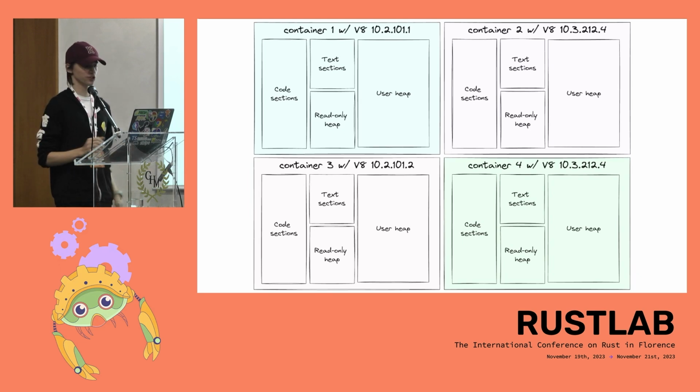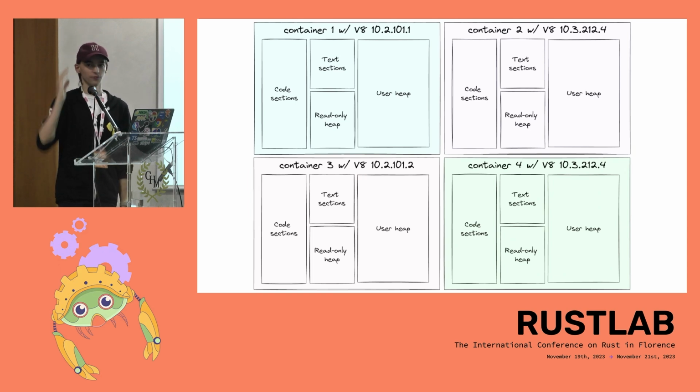So this is another way to visualize this. If you have 4 containers that all use different versions of V8, they're all going to need different code sections. These are all ELF binaries, right? So they have text sections and code sections. They're all going to need different code sections because they're all built from different versions of V8. They may have different static content in them, but there's one bit of difference between all of them, which is the actual code that they're executing, so the user heap.